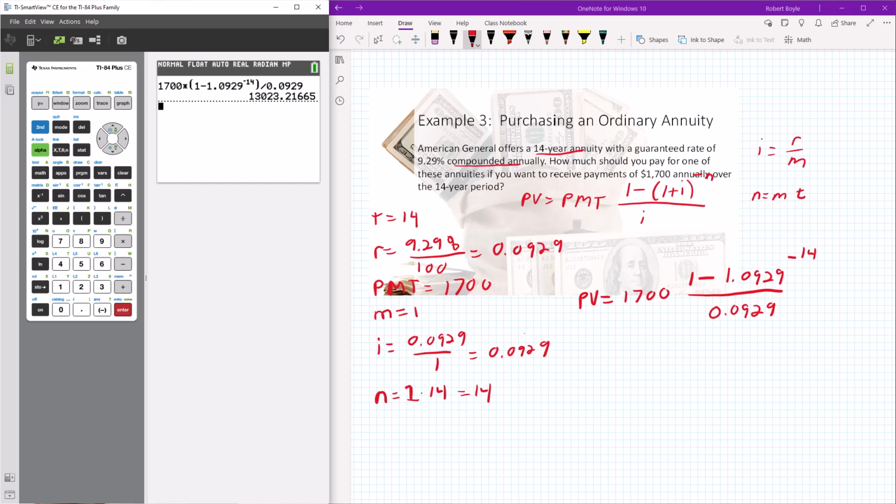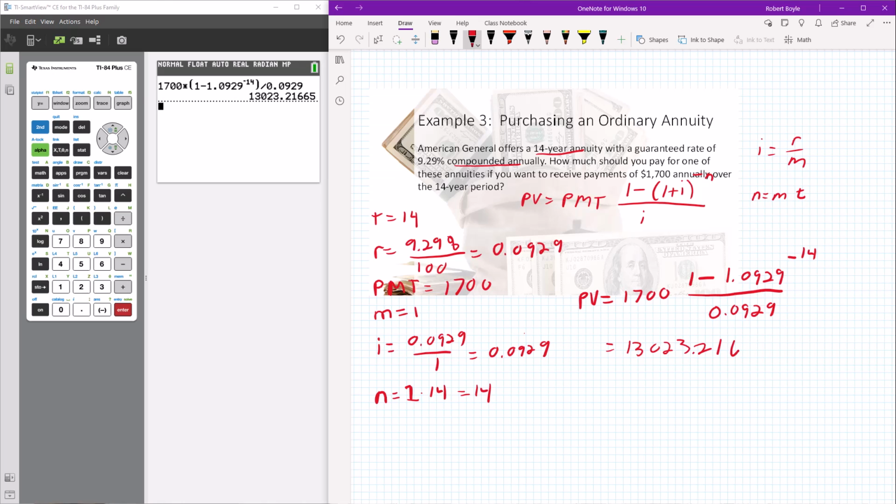So let's go ahead and write that down. That will be $13,023.216. Since the third decimal place is greater than 5, this will round to $13,023.22. That would be our answer.